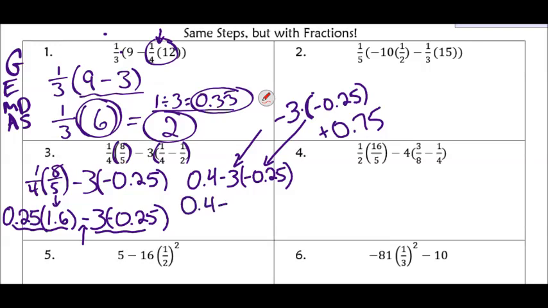So I have 0.4 plus 0.75. Now I can actually do the addition. That's my last step. That'll give me 1.15.